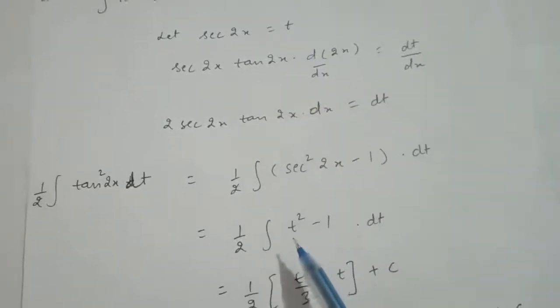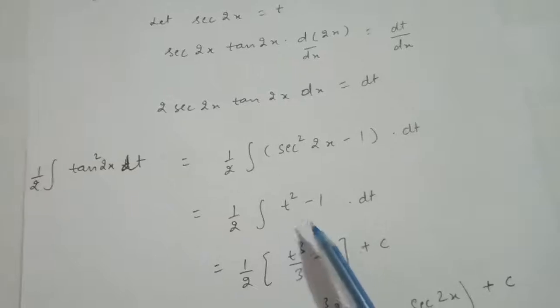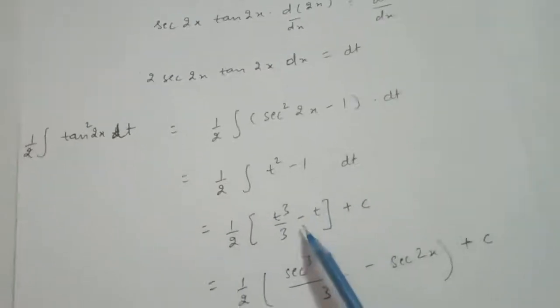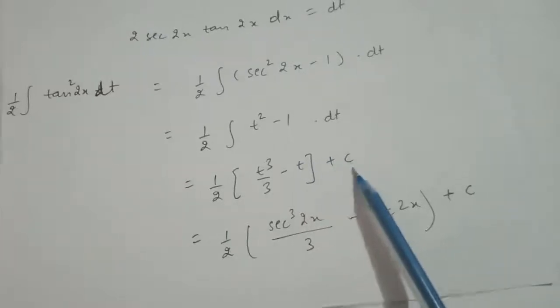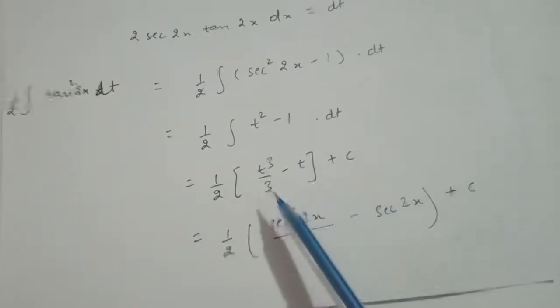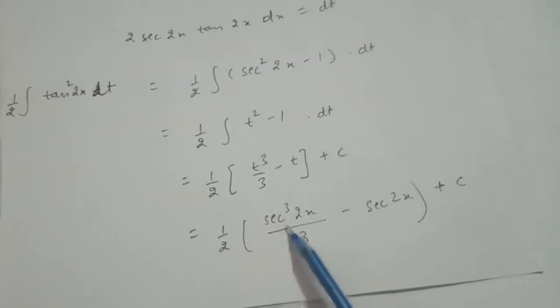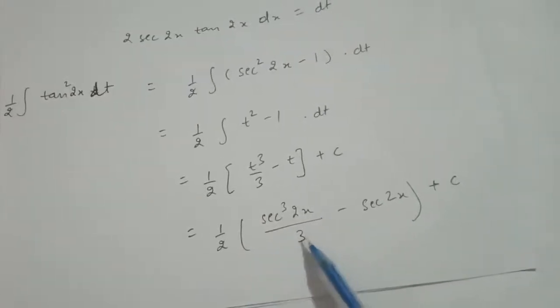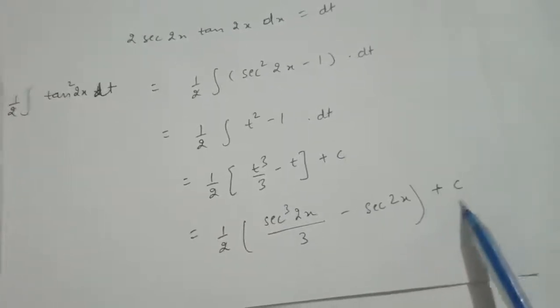So this will become the integral of t square minus 1. Now integral of t square is t cube by 3, minus integral of 1, which will be t, plus c. Again in place of t put the value secant 2x. So you will get 1 by 2 into (secant cube 2x by 3 minus secant 2x) plus c.